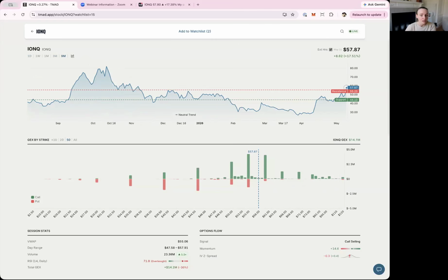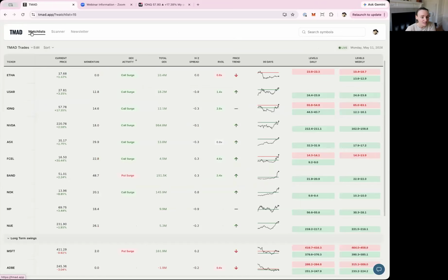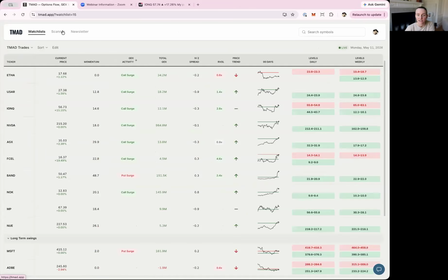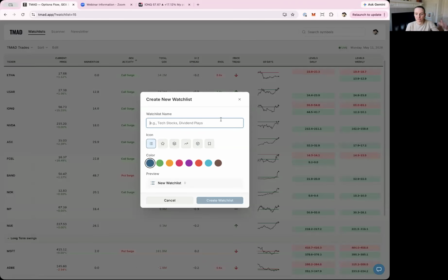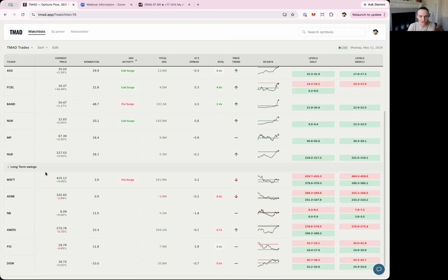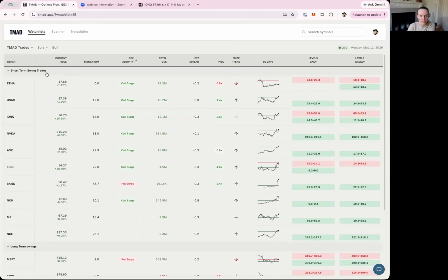Okay, so that's it. Let me answer the question and then we go into the scanner, because that's where you find most of your trades, right? Again, you can find your trades and add them in the watch list. You basically do new watch list, create your watch list there. You can also add subcategories here. You see long-term swings here, and these are the short-term swings. So you can create that too. You can create yours like aerospace, and then create a subcategory in your watch list for semiconductors. You can play with it.